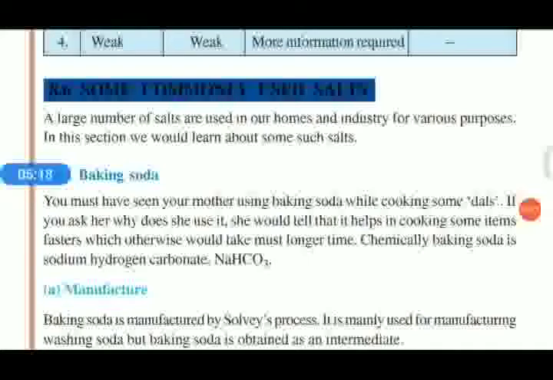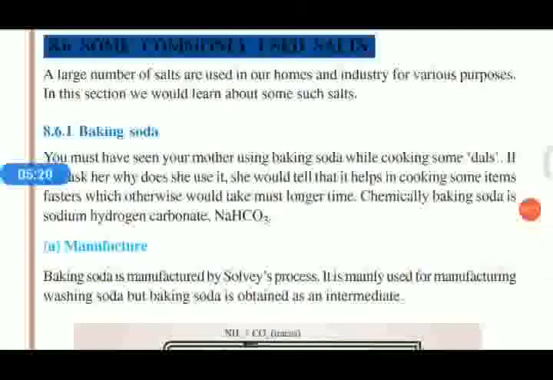Now we are going to discuss baking soda. What is baking soda? Baking soda is used to cook some food items like cakes, bread, etc. When we add baking soda to a dough, it expands and we get soft food items. And also the cooking becomes easy and fast.